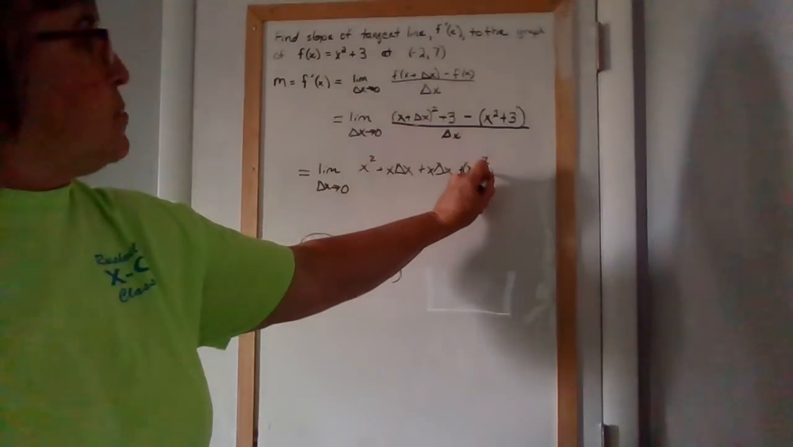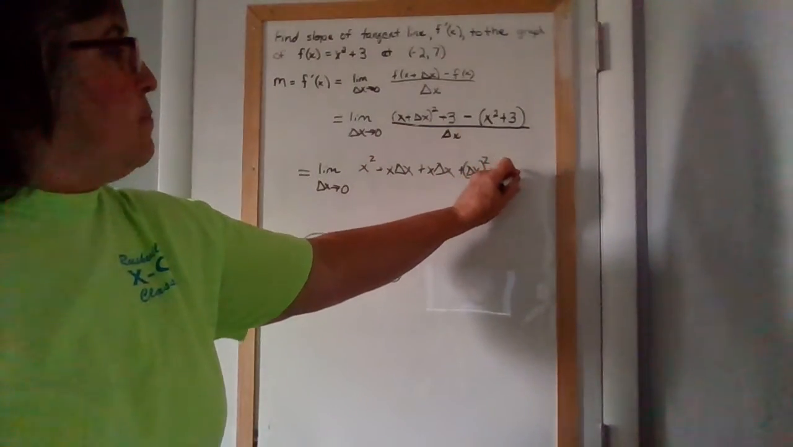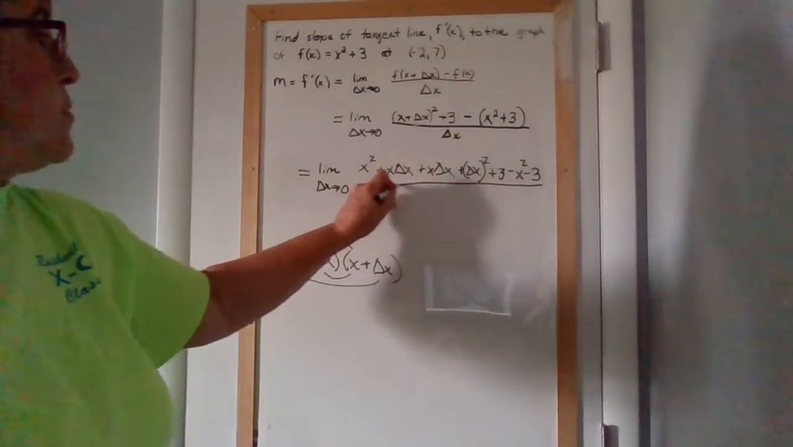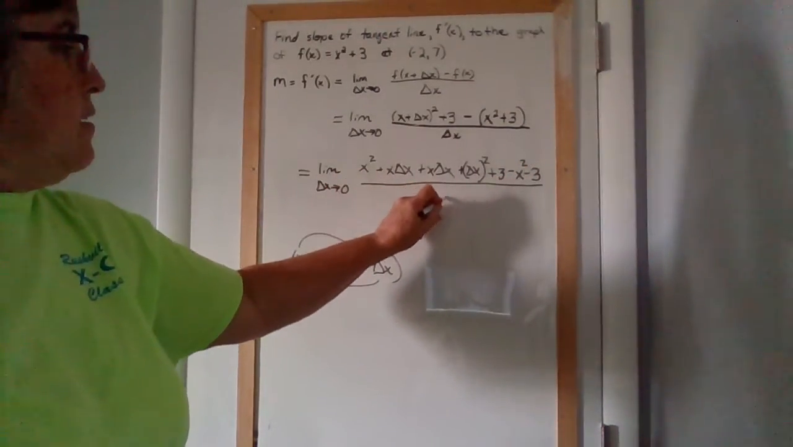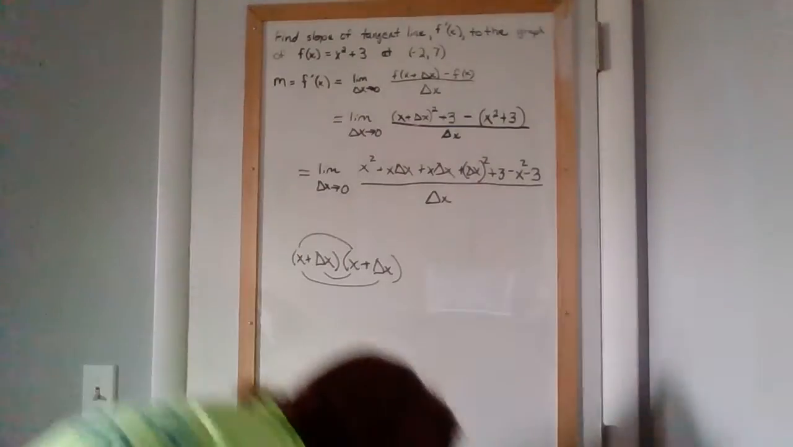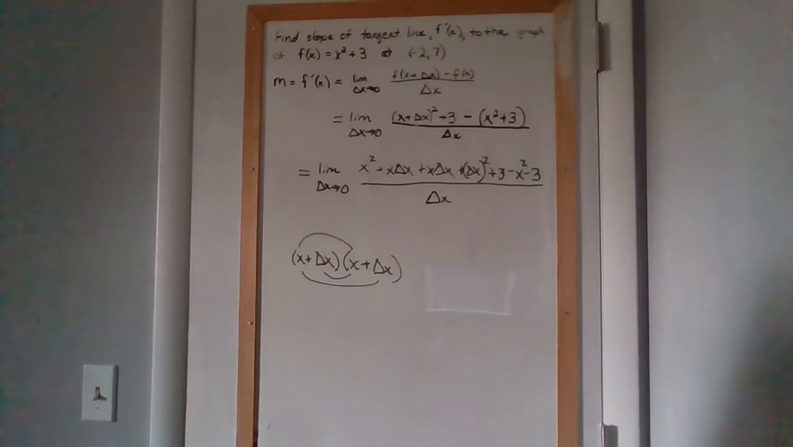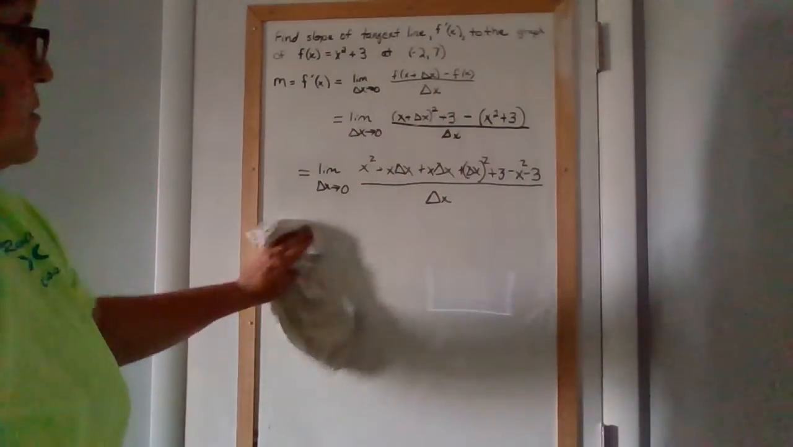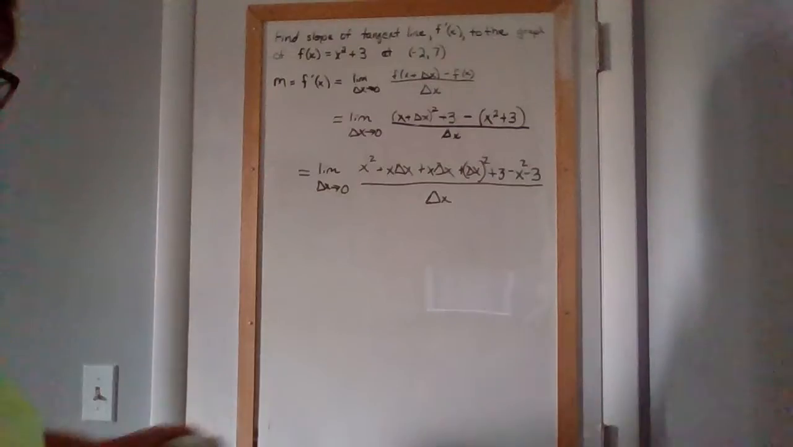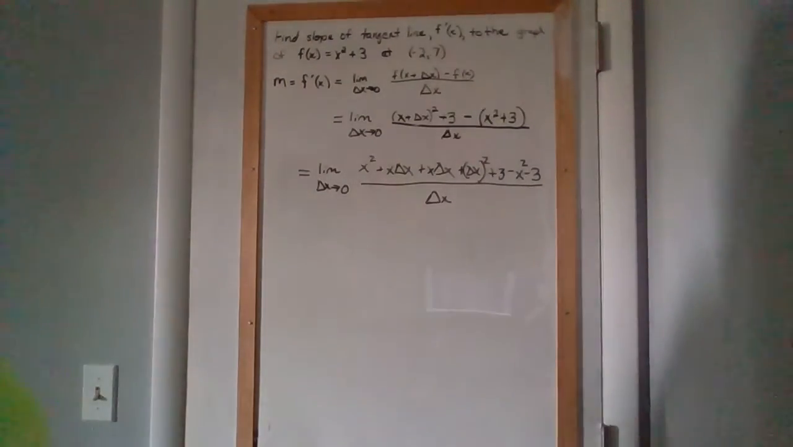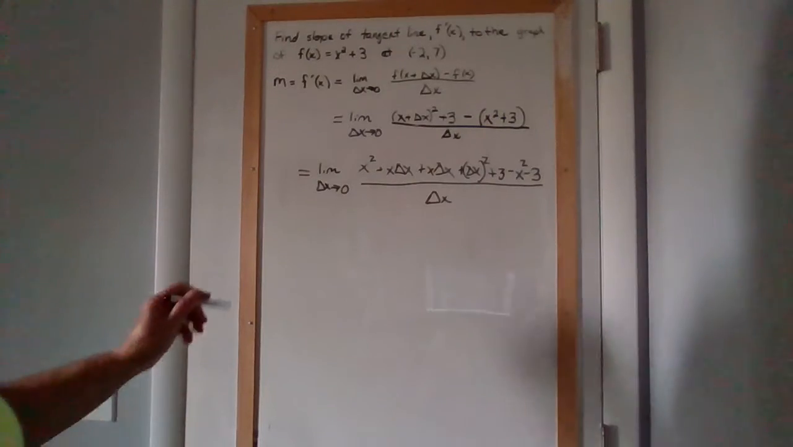And then we have this plus 3, and then minus, we'll distribute the minus sign, minus x squared minus 3. All of this is over delta x. So now you're going to see what terms can be combined, and hopefully we can get this delta x that's in the denominator to cancel.